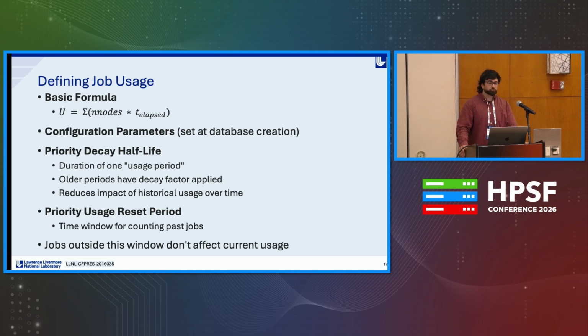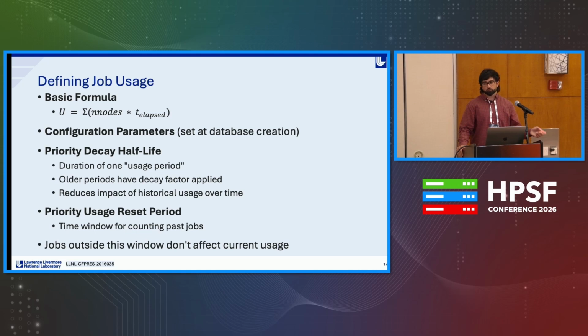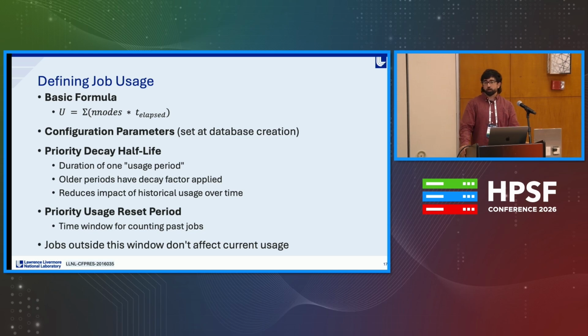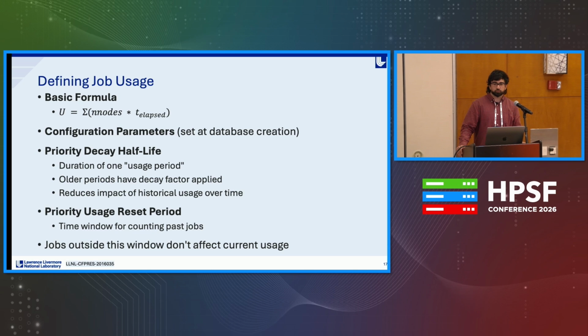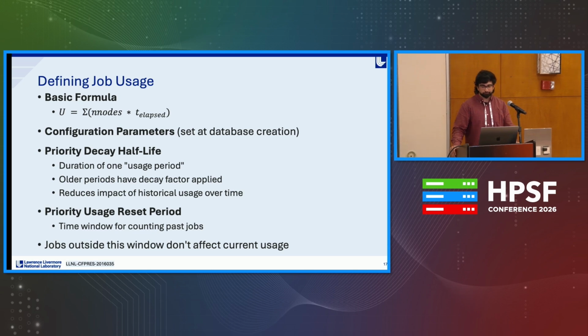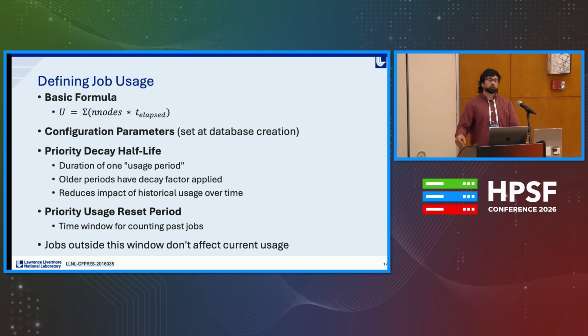So job usage is also defined as a sum of products between how many nodes were actually allocated for the job and how long it ran for. So an example here would be if you ran a 10 node job for 5 minutes, your total usage for that job would be 50 node minutes. But this usage decreases in importance as time goes on.